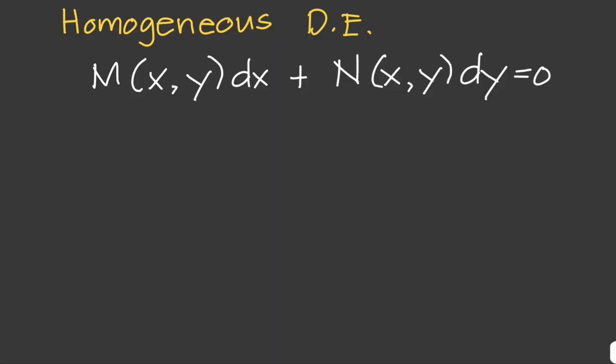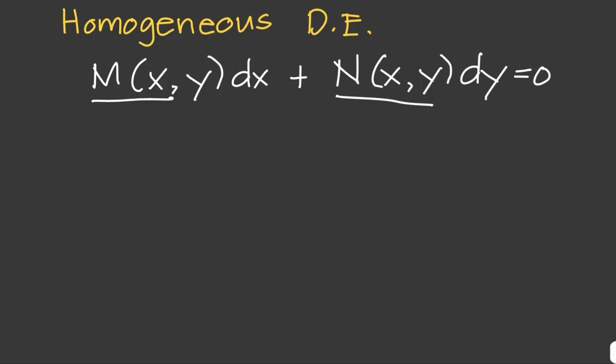A homogeneous DE can be written as M of x, y dx plus N of x, y dy equals 0. So this is read as M as a function of x and y dx, and N is a function of x and y dy. In solving homogeneous differential equations, there are certain conditions to follow.